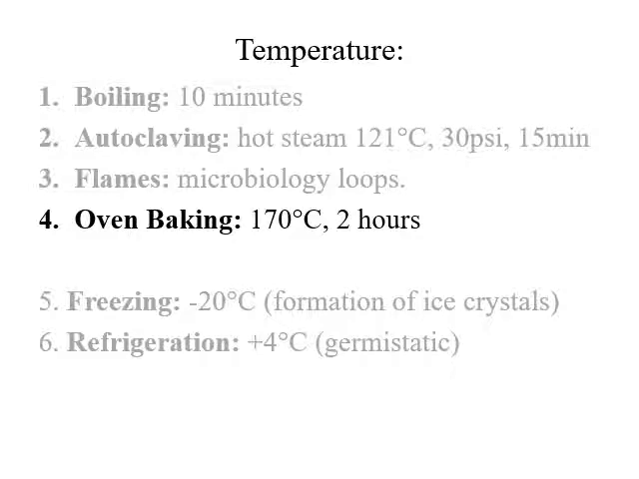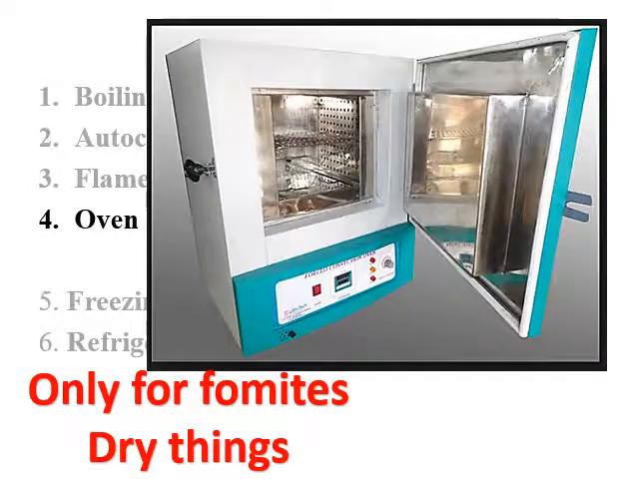Okay, baking glassware in the oven. Here's a glassware oven. This is literally called a glassware oven. So obviously this is only for fomites. You can put glassware as well as metals in there. You can put metal things in there like needles and picks and scalpels.